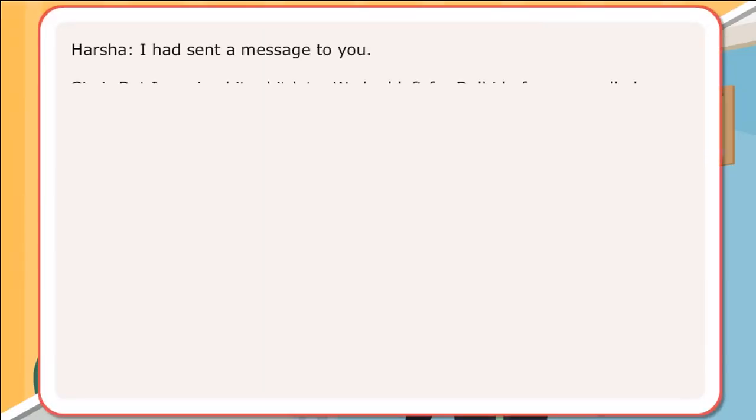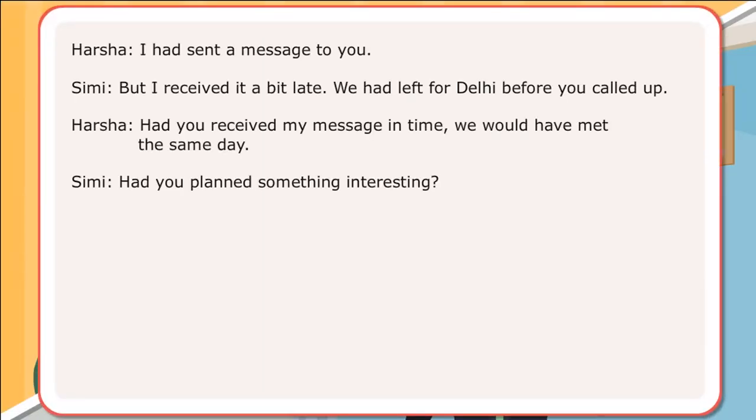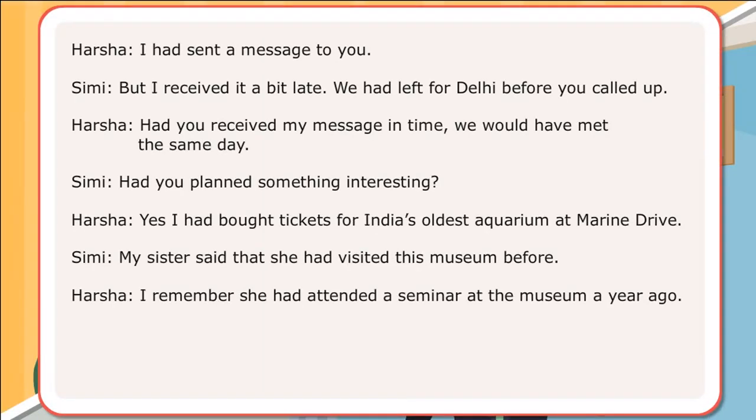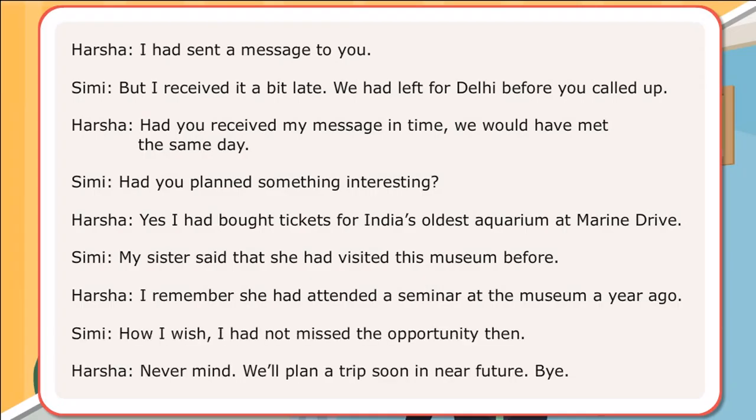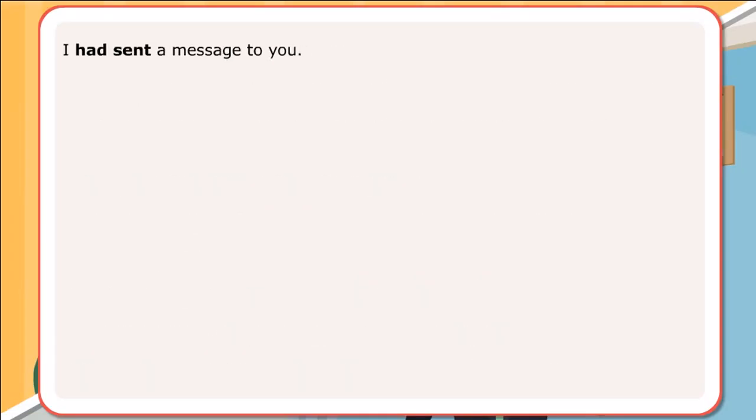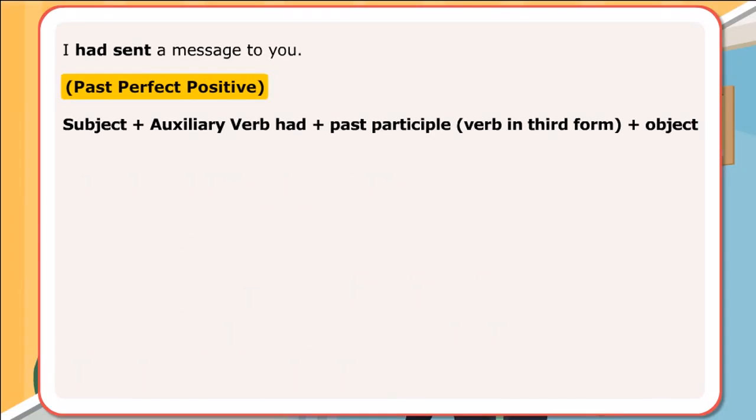In the dialogues between Harsha and Simi, the verbs are used in the past perfect tense. Here are examples of sentences with verbs in past perfect tense. I had sent a message to you. Past perfect positive. We had left for Delhi before you called up.